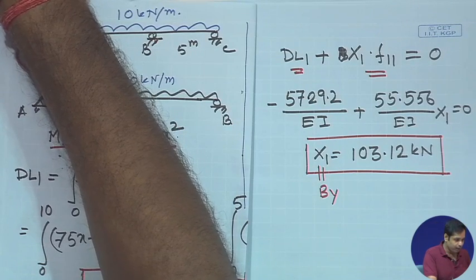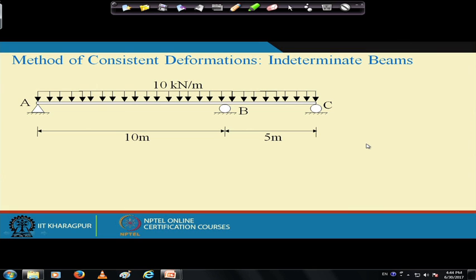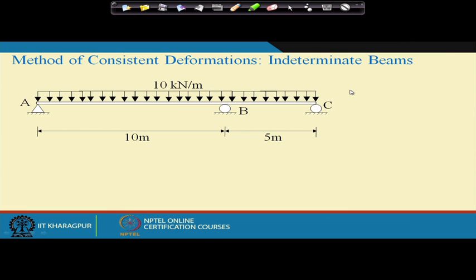Now, let us take step 6: once we know the redundant force, apply the equilibrium, draw the free body diagram and determine the other unknown forces. That is step 6. Step 6 we are not doing here because we have done it several times in several problems. Okay. Let us take another example.